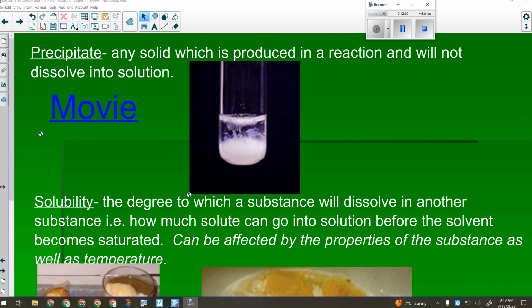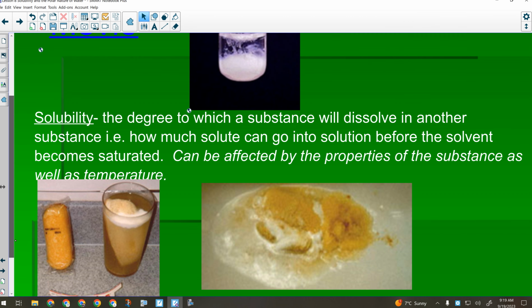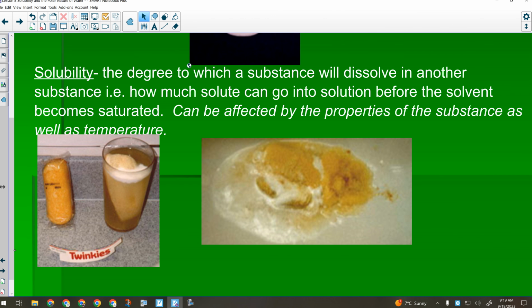So precipitate, as we said, is any solid produced in a reaction that will not dissolve in the solution. And then solubility, the definition of solubility is the degree to which a substance will dissolve in another substance. It's a characteristic physical property. Some things have high solubility, some things have lower solubility, and we generally measure that in moles per liter. That is how many moles, which is a unit of chemical measurement we'll talk about later, can actually be dissolved in 1 liter of water. All right, picture there.